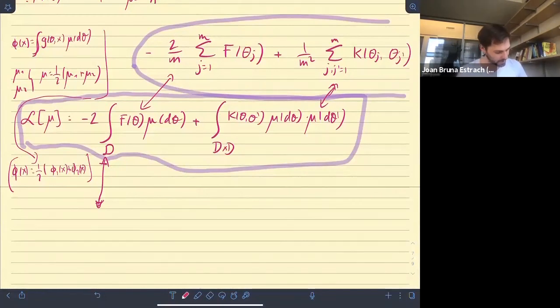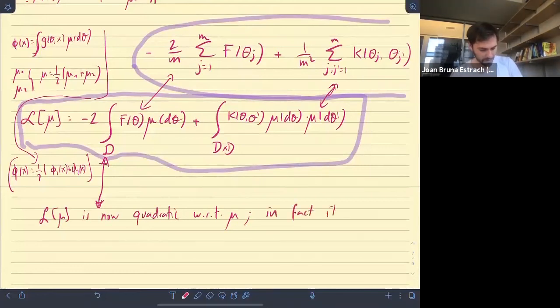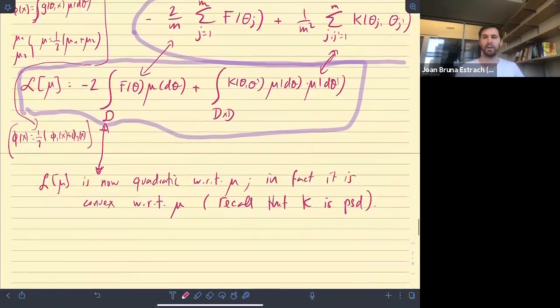And what we observe is that L of mu is now quadratic with respect to mu. And in fact, it is convex with respect to mu. Remember, recall that K is PSD, right? So I have a quadratic form where the operator is positive semi-definite. So it means that the loss is convex.